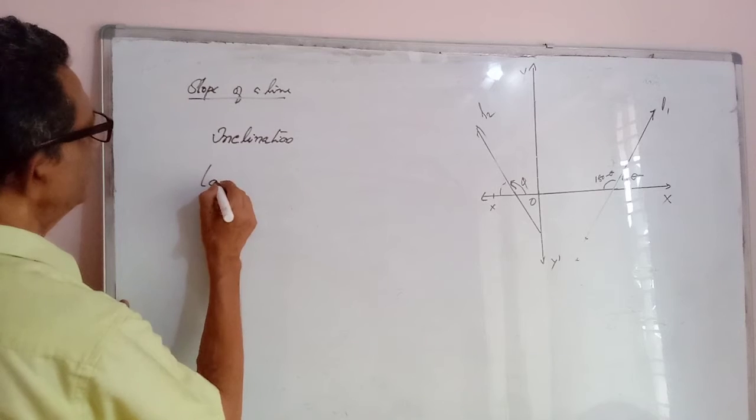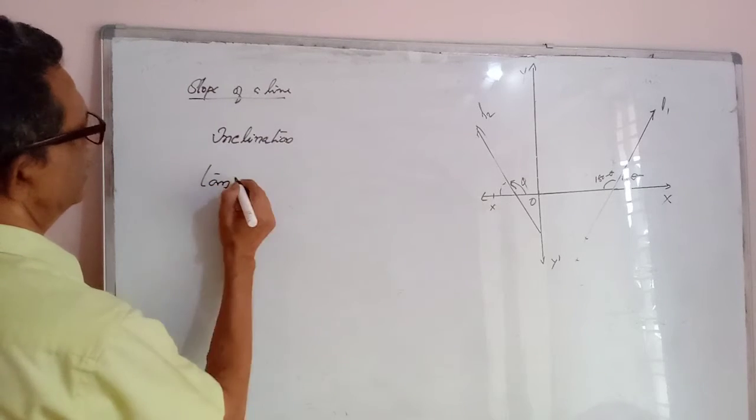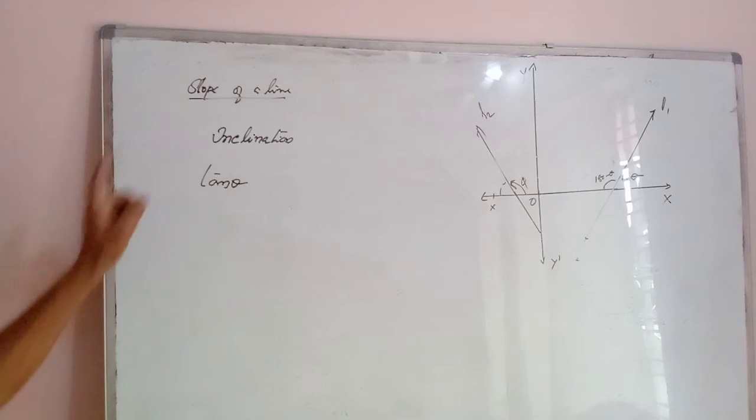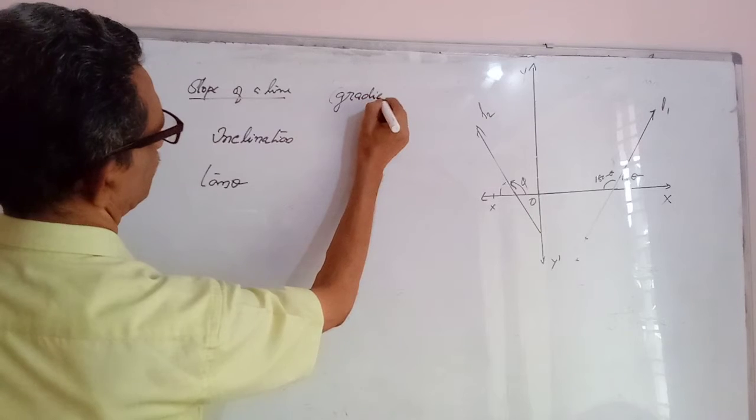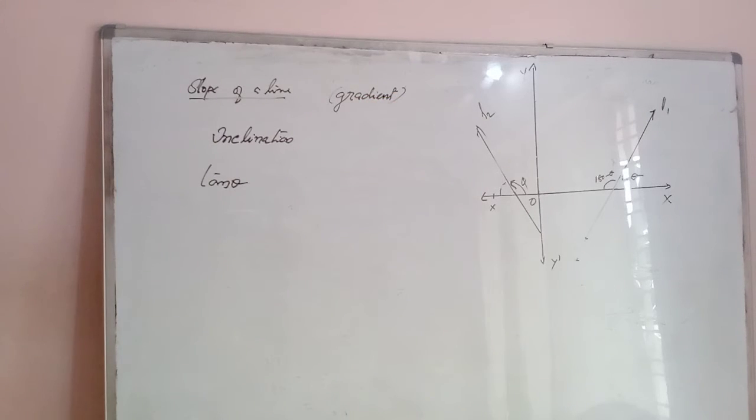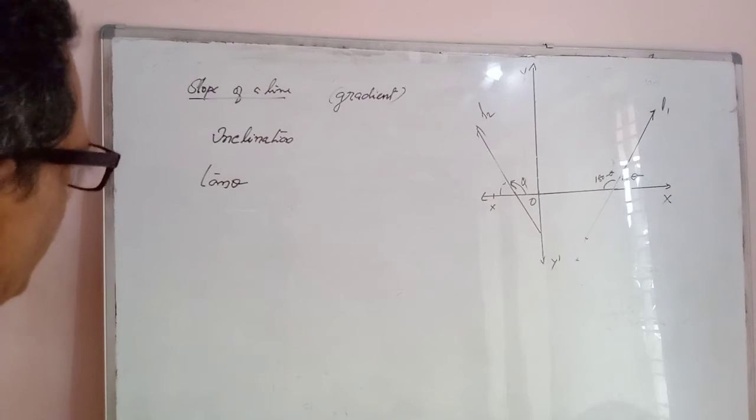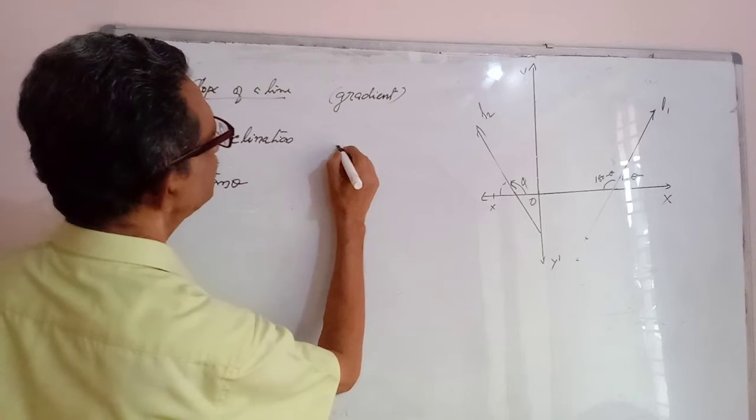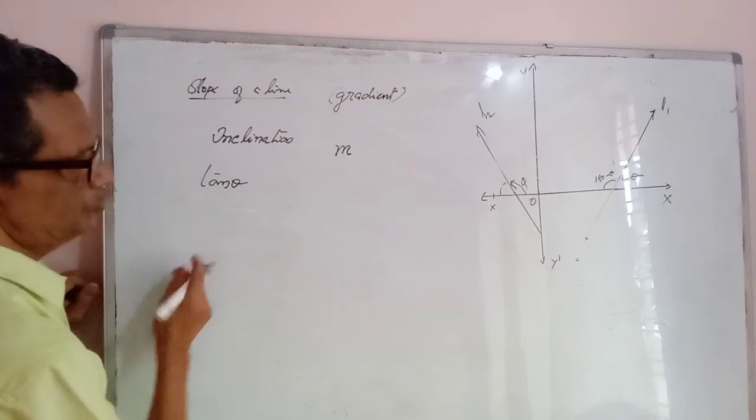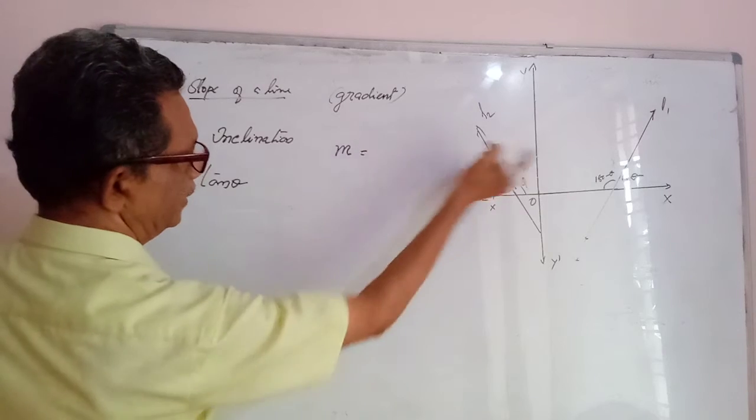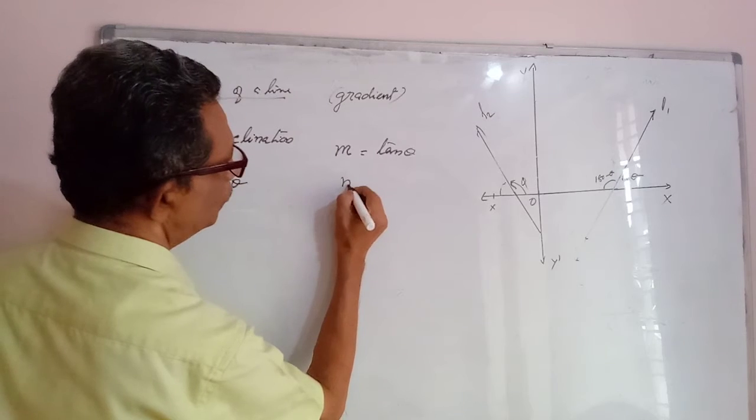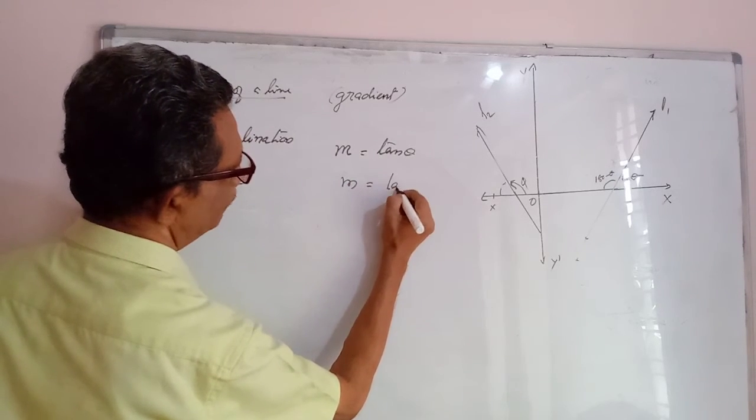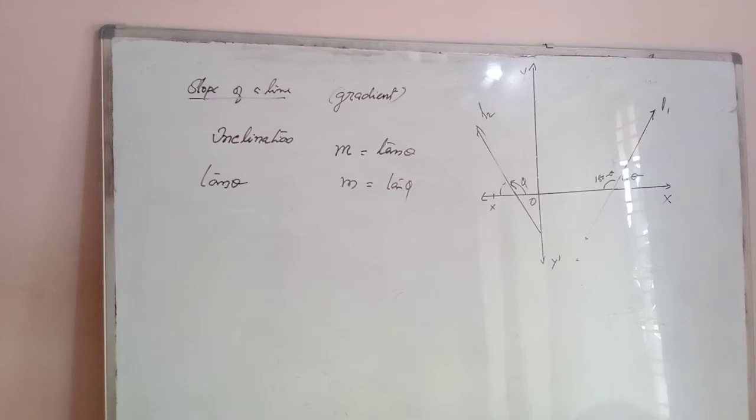And tan of the inclination of a line, if theta is the inclination, tan theta is called the slope or gradient. Slope or gradient of the line. Understand? Slope or gradient of a line. So slope of a line is usually denoted by the letter m. m stands for slope of a line, and for L1 m is equal to tan theta, and for L2 m is equal to tan phi.